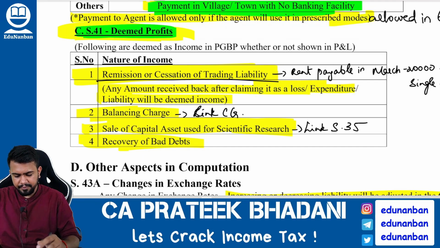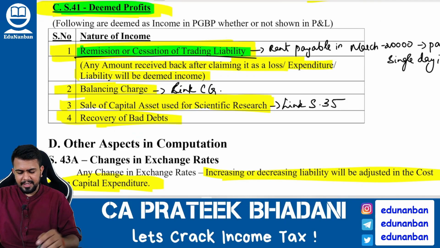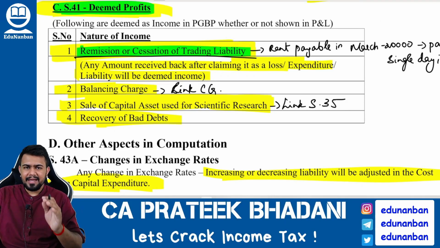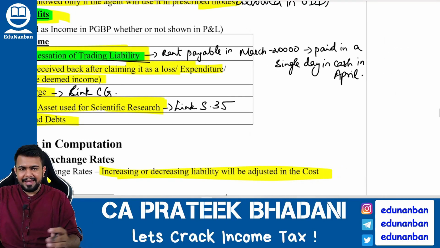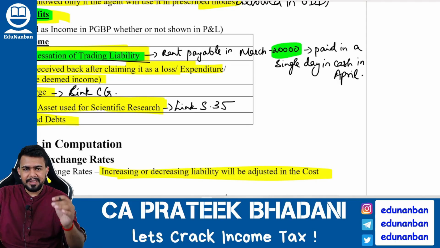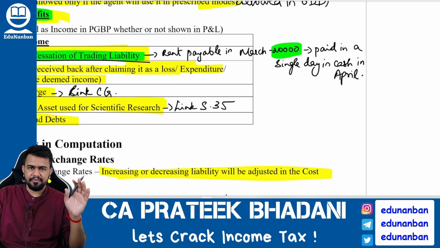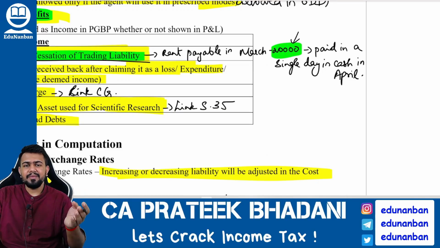Now let's come to the next provision, deemed profit. What is deemed profit? There are four cases. Case number one, remission or cessation of trading liability. So, if there is any amount which was earlier treated as deduction, but now it cannot be treated as deduction, in such case, you have to make it income. For example, last year in March, there was a rent payable of 20,000. But in the previous year, the entire rent was paid in cash in a single day itself. In that case, since the amount is more than 10,000 to a person in a day in any mode other than prescribed modes, it will not be allowed as deduction.